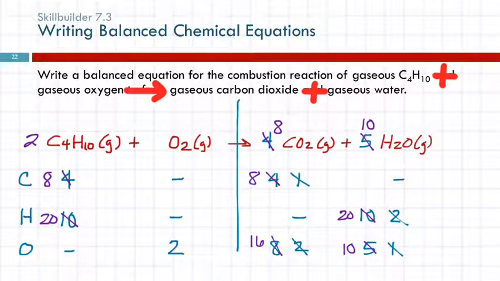My carbons are still balanced. I just have twice as many now. 8 and 8. My hydrogens, 20 and 20. Do you see what I did? I doubled it. Now, I still have this guy because I haven't fixed him. But now I have 16 plus 10. That's 26. That's an even number, right? So now, if I put a 13 in here, 13 times 2 is 26, and I have 16 plus 10 equals 26, and it's balanced.